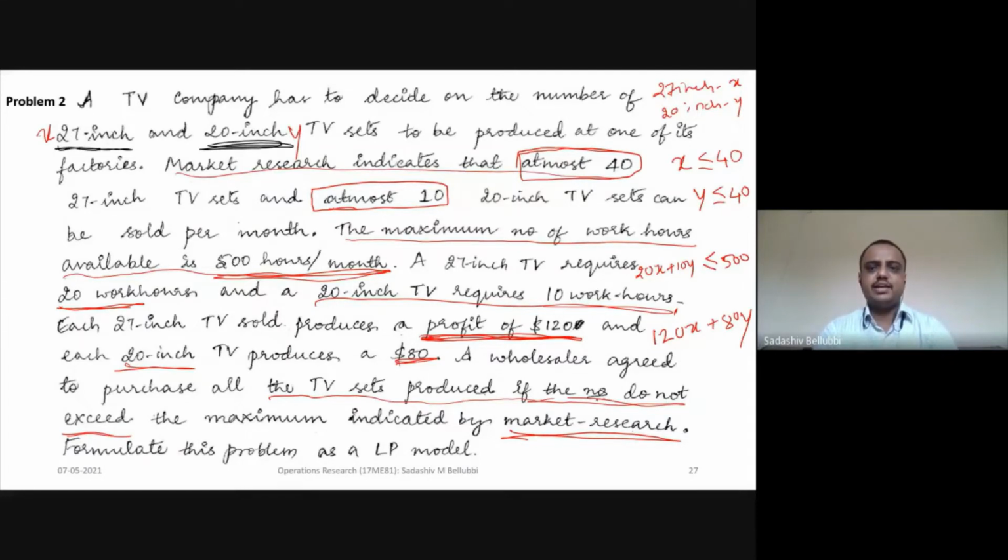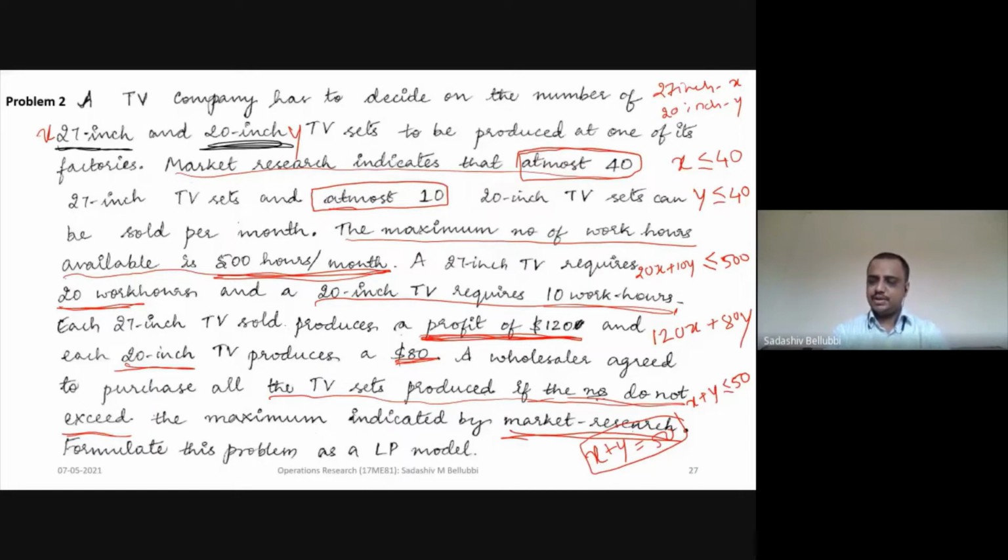Next, at most 10 20-inch TVs can be sold. So 40 plus 10 is 50. It means that the maximum sales per month, X plus Y, is 50. It should not exceed 50. So our constraint will be X plus Y less than or equal to 50, because he can sell only the maximum numbers indicated by the market research. Then this is one more constraint.